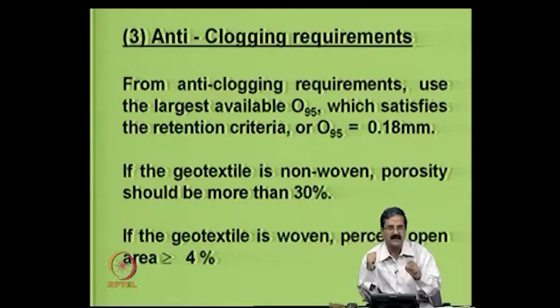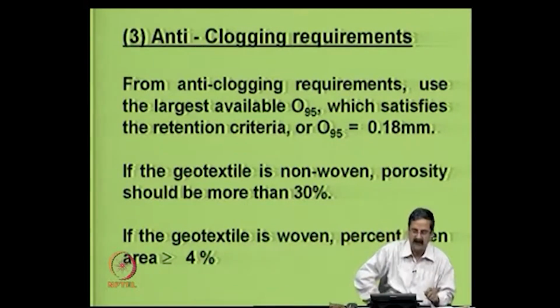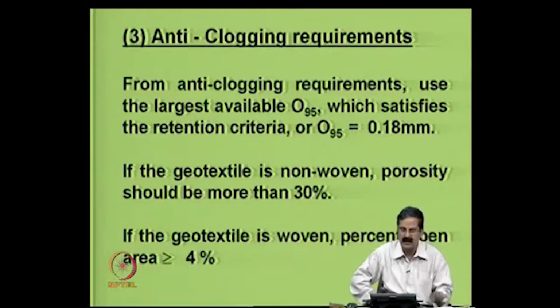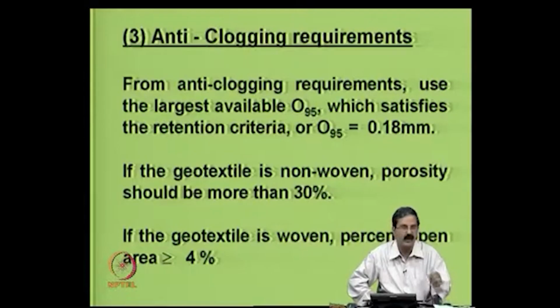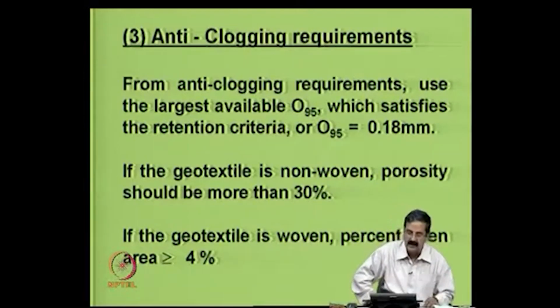We have to give a justification. If somebody asks how you took retention and clogging criteria into consideration, I have to say, sir, I have taken 0.18 and I am trying to take a material that can be a little bigger than 0.18, like 0.2. So, some sort of decision one should make.